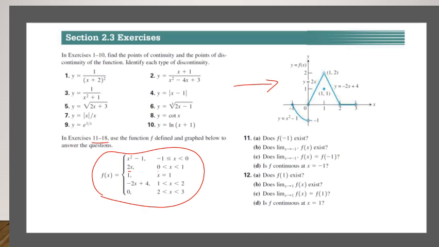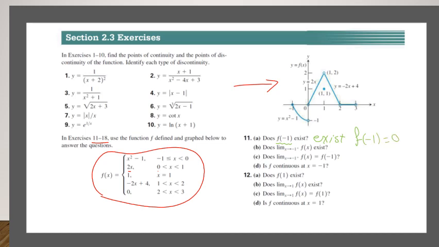Let's start with the first question. Does f of negative 1 exist or not? If I'm looking for f of negative 1, I'm looking for a closed point. And here there is a closed point. So yes, f of negative 1 exists, and f of negative 1 is equal to 0.